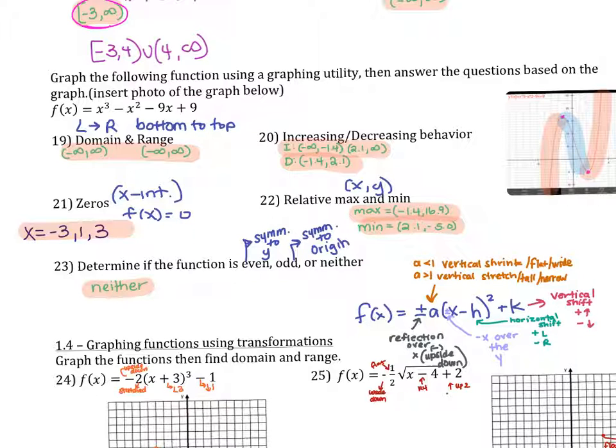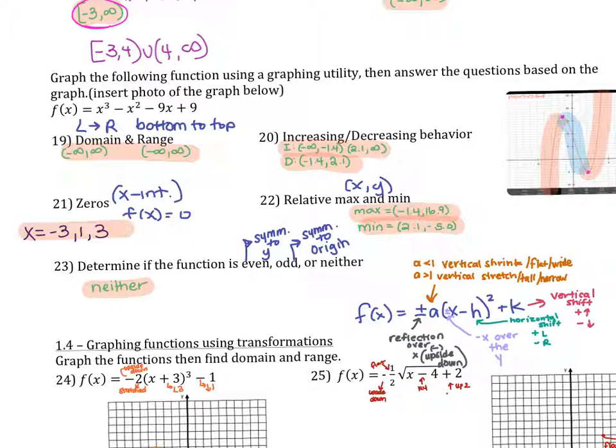You could try to plot points and figure out what it might look like, but it's going to be really hard to find your max and min. So be careful. Make sure you have it with you. So the domain and range for this were negative infinity to positive infinity. The arrow is pointed in both directions. Increasing, and remember it's your x values. So it was increasing from negative infinity to negative 1.4.